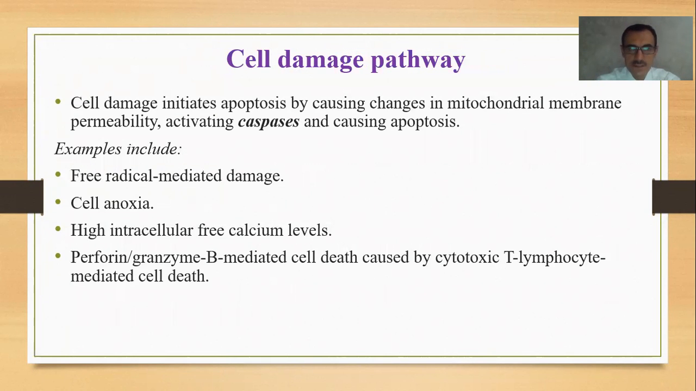The second pathway is the cell damage pathway that initiates apoptosis by causing change in mitochondrial membrane permeability, activating caspases, and causing apoptosis. For example, free radical-mediated damage, cell anoxia, high intracellular free calcium levels, and perforin-granzyme B mediated cell death caused by cytotoxic T lymphocytes.